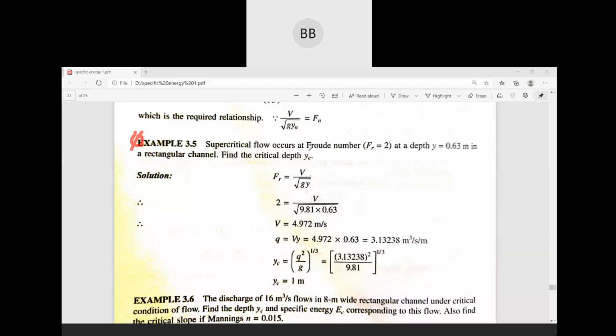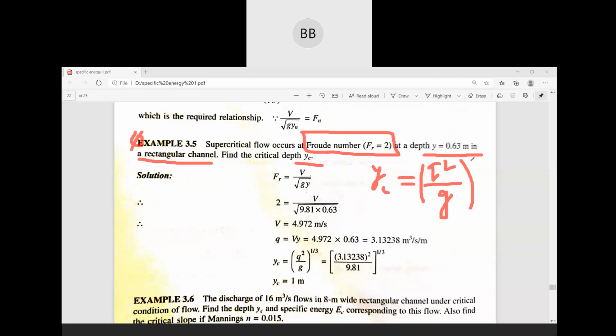First, you write down the question: supercritical flow occurs at Froude number Fr equal to 2 at a depth y equal to 0.60 meter in a rectangular channel. Find out the critical depth yc. So we need to find out yc. yc for a rectangular channel is q square divided by g to the power 1 by 3. This is the expression for yc of a rectangular channel.